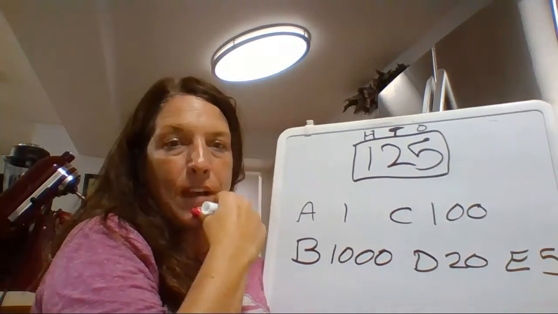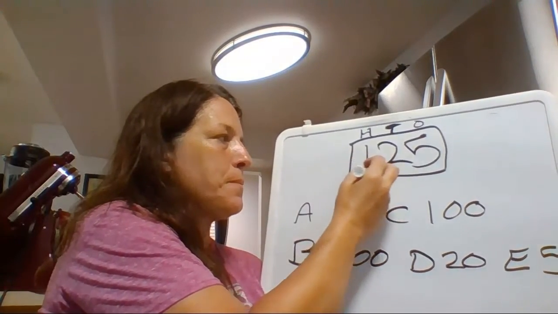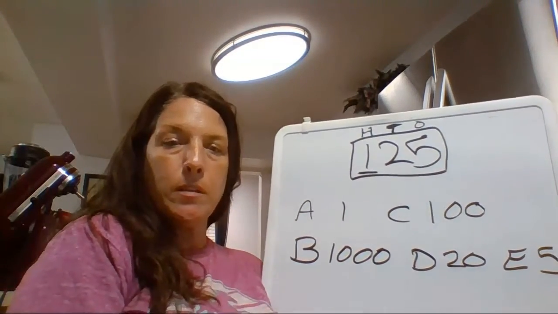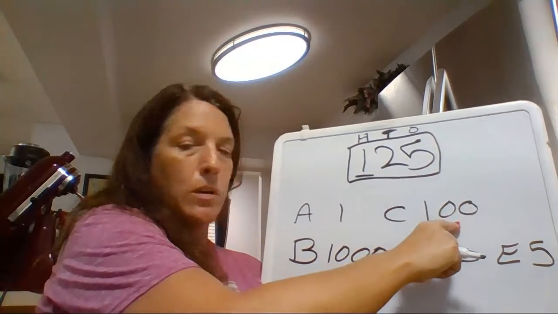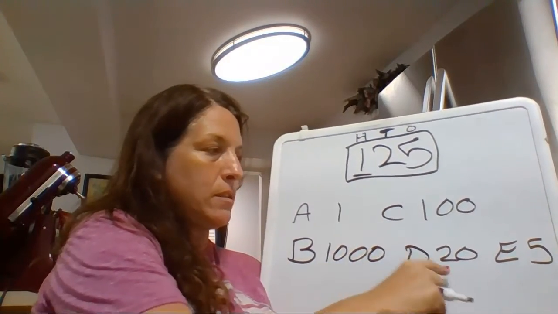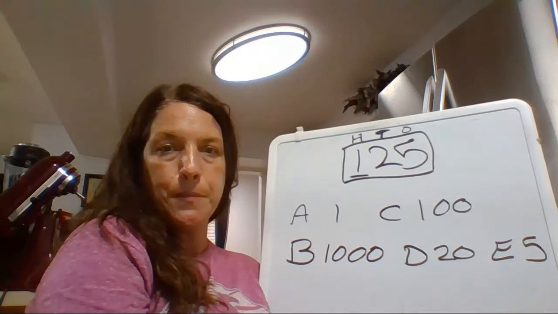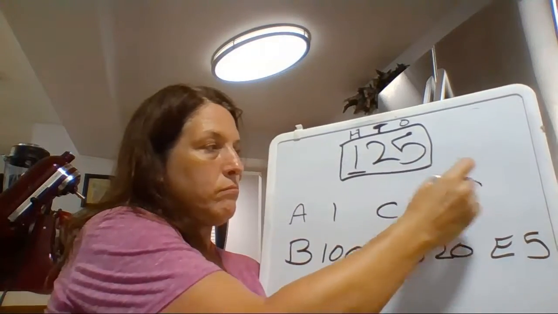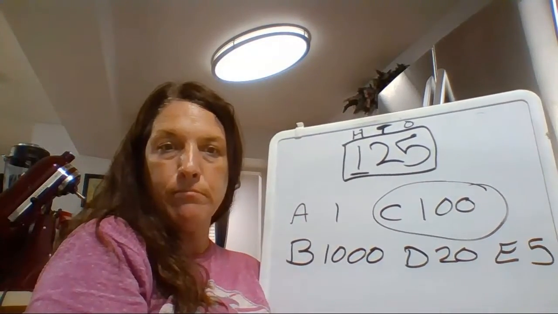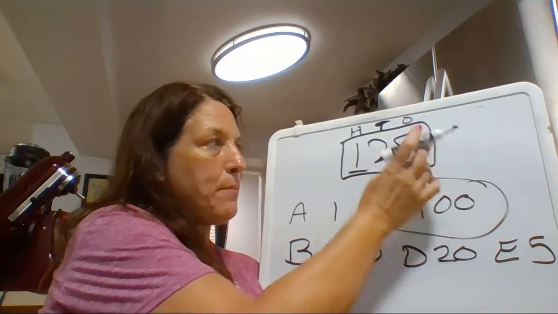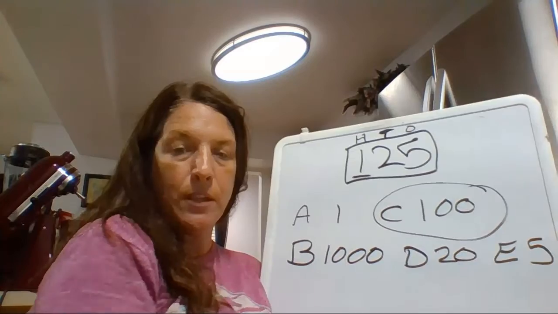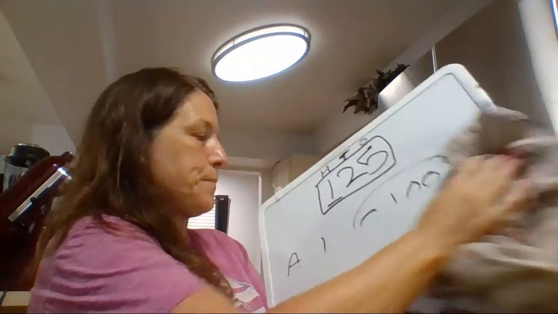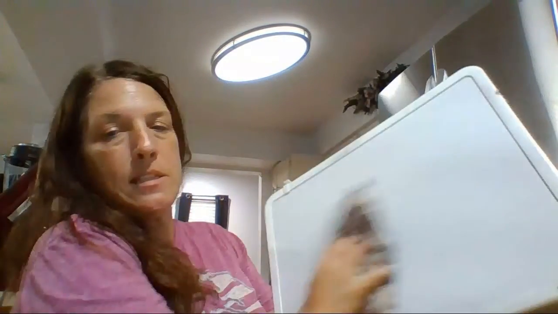When it asks you for the value of the 1, it wants to know what that 1 means when it's in the hundreds place. Does it mean 1? Does it mean 100? Does it mean 1,000? Does it mean 20? Or does it mean 5? Well, if we have 100, there you go. It's 100 plus 25, 125. So the 1 is in the hundreds place. That makes it worth 100. So that one would have been C.